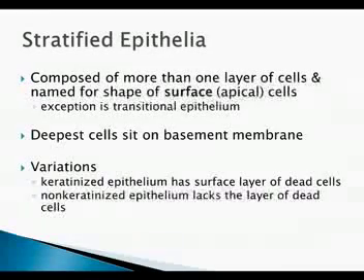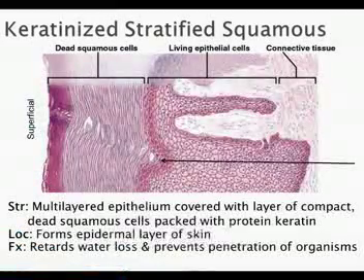We're going to talk a little bit about stratified epithelia and where you find them. Again, they're defined by the apical layer. The deepest cells are going to sit on the basement membrane. The rest of the cells will attach to the cells below it. And then we get a couple variations, right? And we'll talk about this with stratified squamous. So you get keratinized and non-keratinized. And we'll talk about that in a little bit more detail when we get there, which is right now.